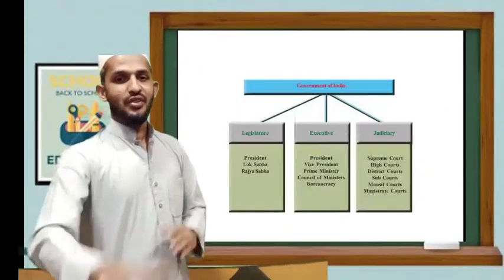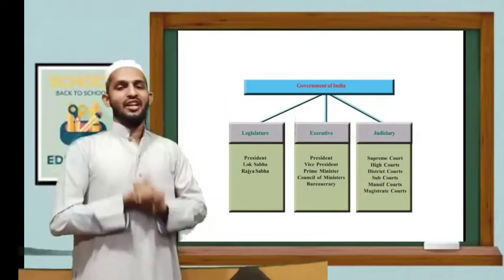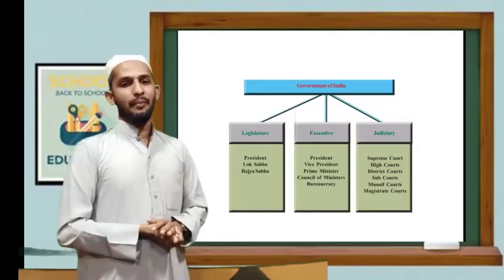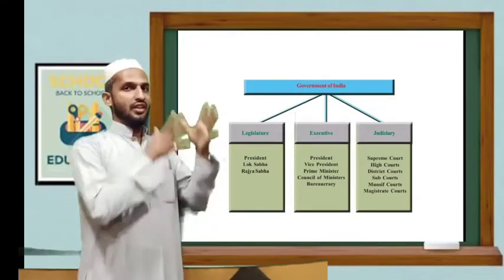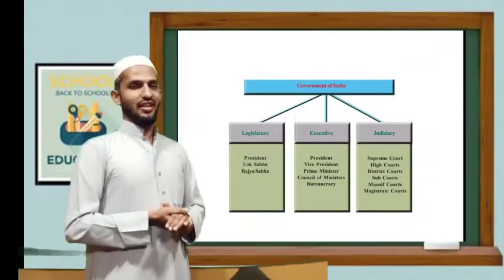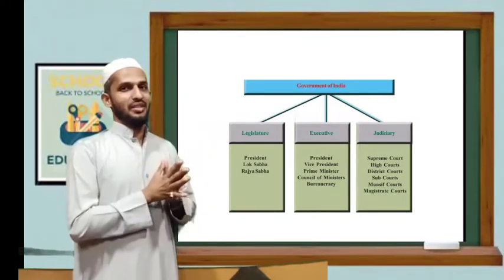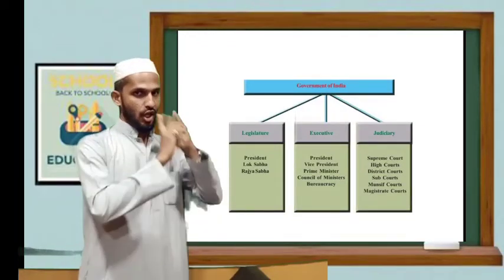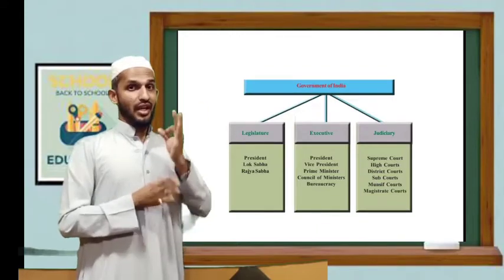So let's take the first one. Government of India has been classified into three categories. First one legislature, second one executive, third one judiciary. When we say legislature, who are contained in the legislature? You can see that the legislature consists of Parliament. Parliament consists of three houses mainly: President, Lok Sabha and Rajya Sabha. And the second one, executive.